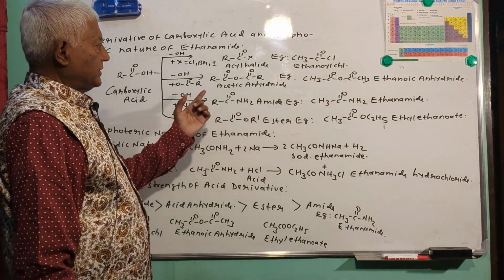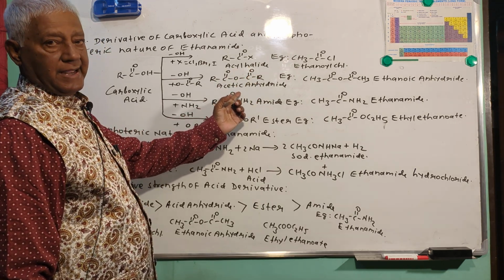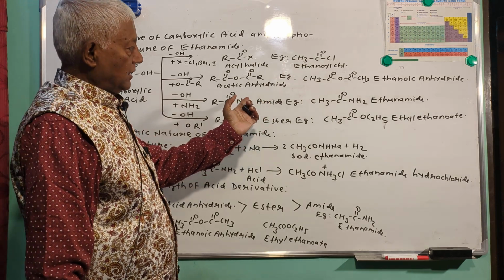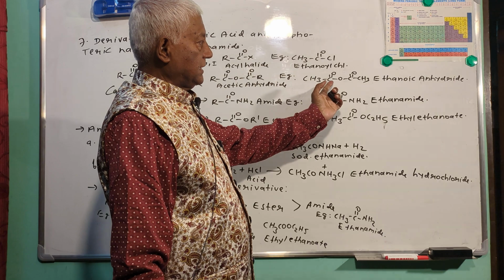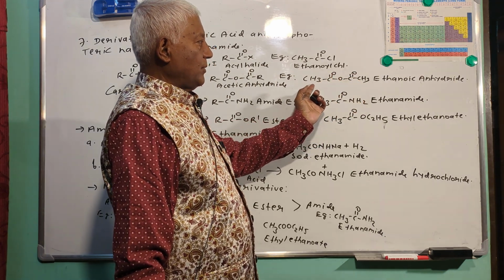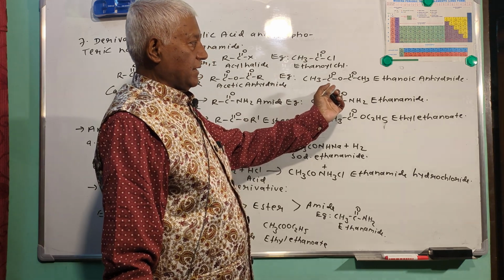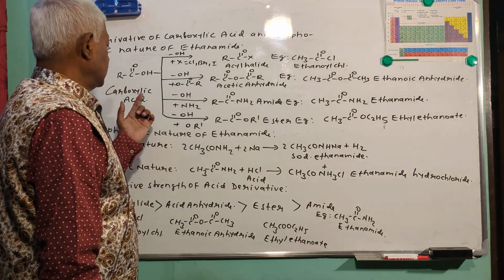Next, when OH is removed and OCOR is added, what we see is RCOOCOR, that is acid anhydride. I have already told you anhydride means deficiency of water. A very simple example is CH3CO-O-COCH3. How many carbons? 2 carbons. So ethanoic anhydride.